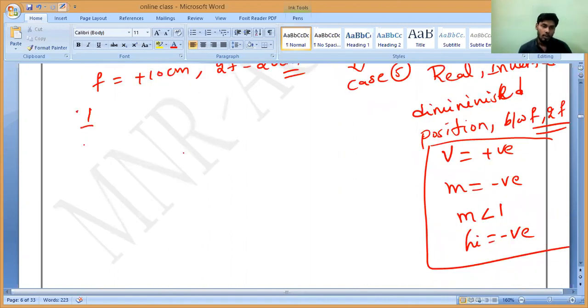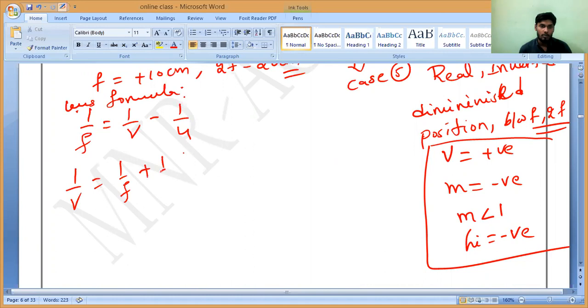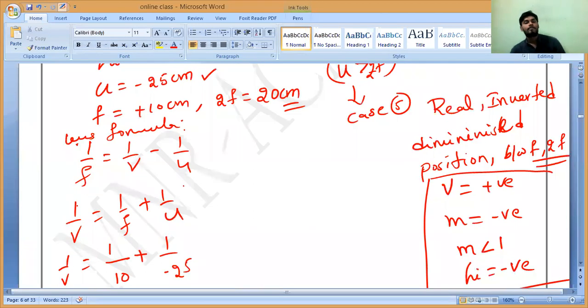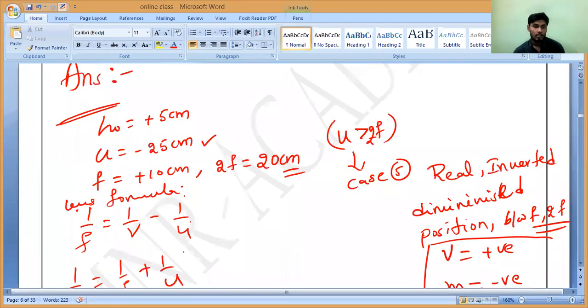Yes, sir. So 1 by F is equal to 1 by V minus 1 by U. Lens formula. So tell me, 1 by V is equal to 1 by F plus 1 by U. So 1 by V is equal to 1 by F, F equals how much? 10 centimeter, plus the object is minus 25. Is it true or not? Yes, sir.